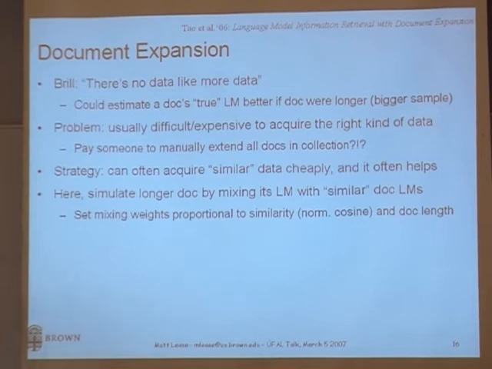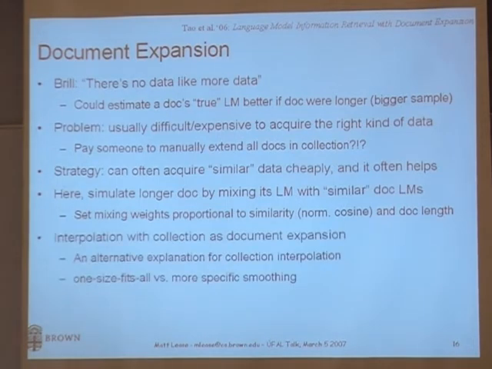This document expansion technique was actually just presented at NAACL last year. So why am I presenting this right now as a core thing? Well, I think it gives a lot more intuition and understanding for what's going on with collection interpolation, which is a core technique used in the language modeling approach. You can think of collection interpolation as trying to smooth the estimate we have of the short document with another language model, the collection, where the smoothing weight is set to some degree of similarity. And I think this is a more intuitive explanation, or at least an alternative way of thinking about what's going on.